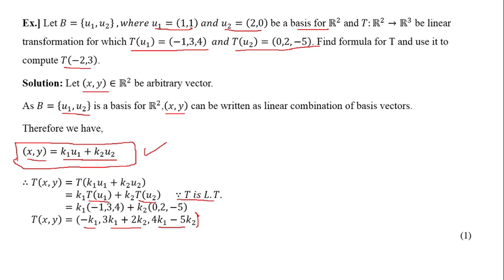Once you write this equation, you have to use it in two ways. First, apply T on both sides and simplify; you will get T of (x, y) in terms of k1, k2. Secondly, replace u1 and u2 and solve the equation for k1, k2 in terms of x and y, and put k1 and k2 in the first equation. You will get the formula for T of (x, y). This type of example is very important.